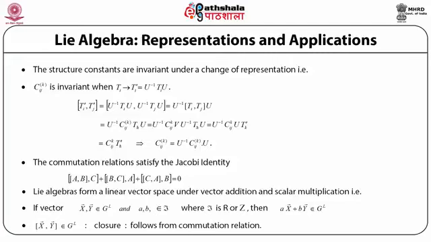The commutation relations between the generators Ti, Tj satisfy an important identity called the Jacobi identity, which means if you have generators say A, B, C, then the commutator of [A, B] with C plus the commutator of [B, C] with A plus the commutator of [C, A] with B is equal to 0. This is an important identity which is satisfied by the generators of the Lie group.